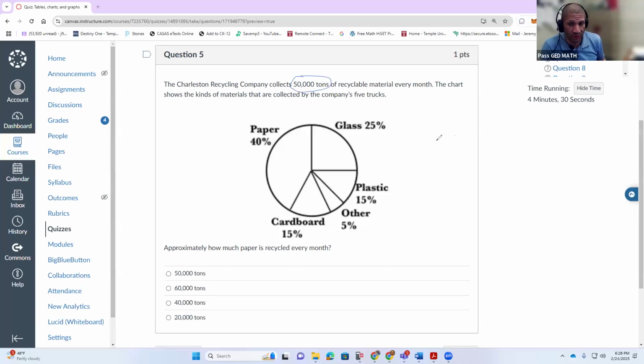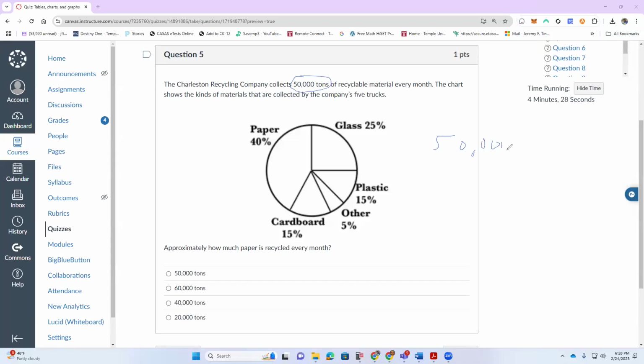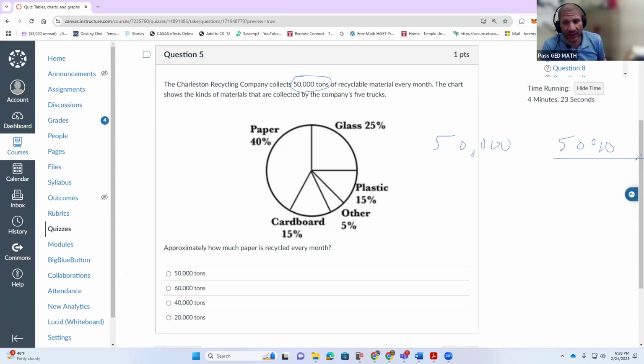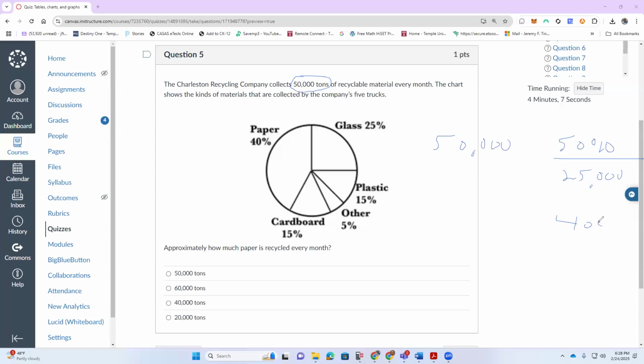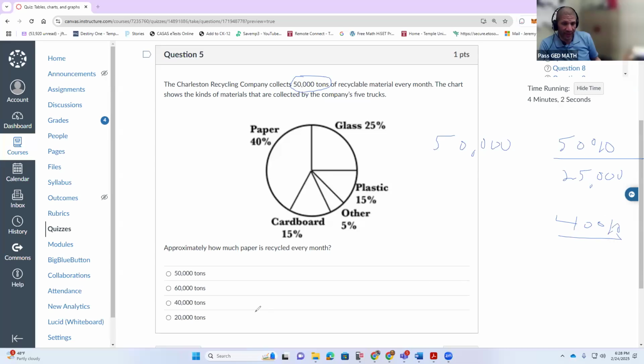If the total is 50,000, what's half of that? What's 50% of that? Half of 50,000 is 25,000. So 25,000 tons. Well, 40% is less than 50%, correct? So you know your answer must be a little smaller than 25,000. The only one here that's smaller than 25,000 is 20,000.